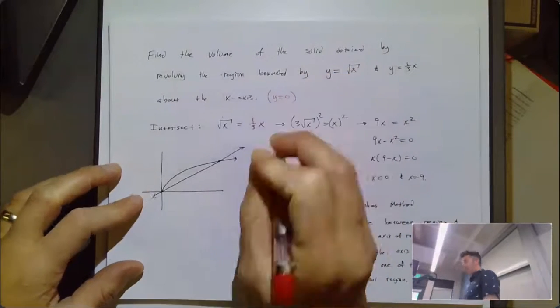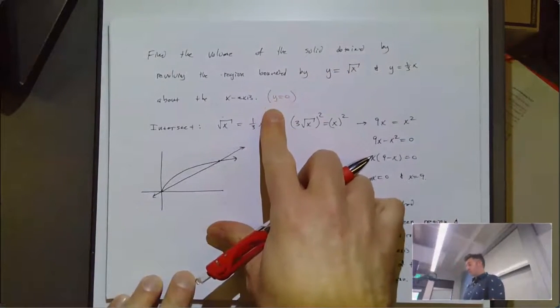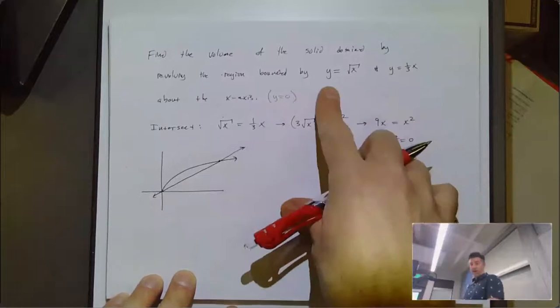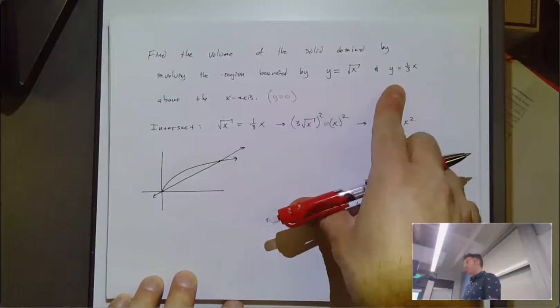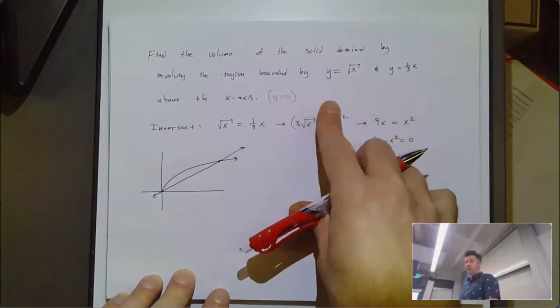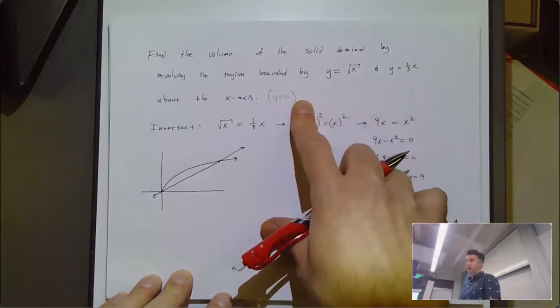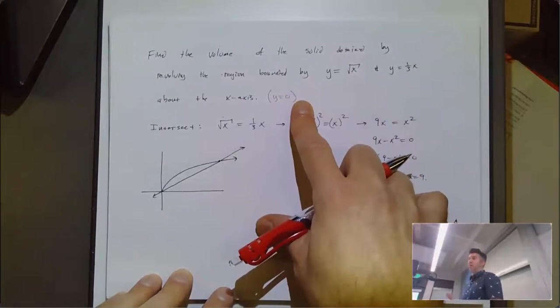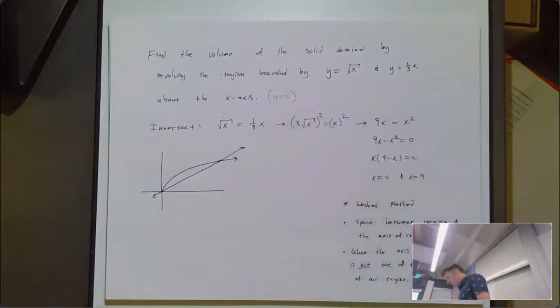Is y equals 0 one of my boundaries? No, it's not, right? Our boundaries are y equals root x and y equals 1/3 x. So knowing that y equals 0 is not one of my boundaries, I'm almost definitely going to have to use the washer method. That's another way to think about it.